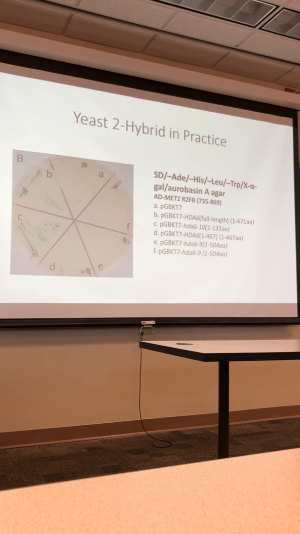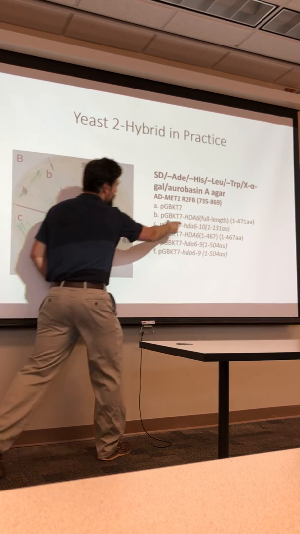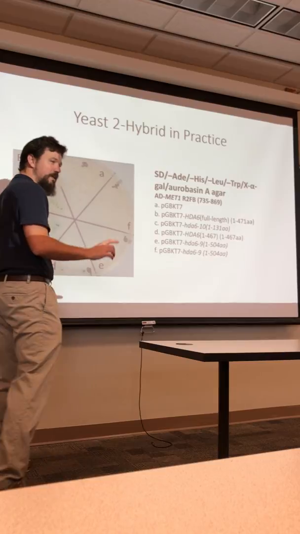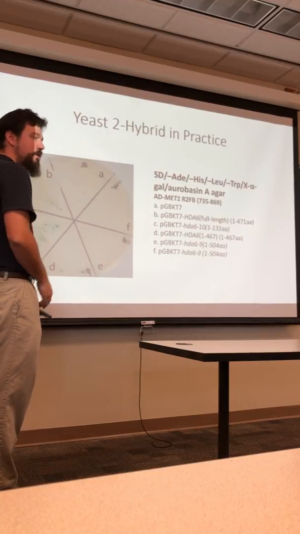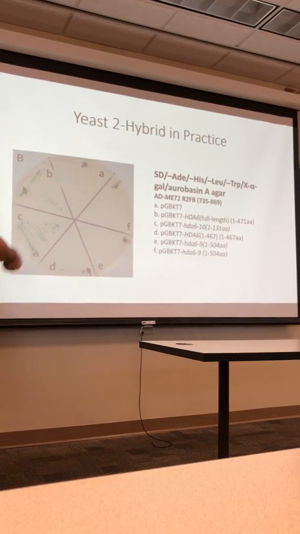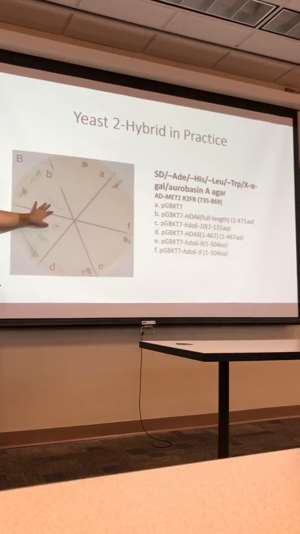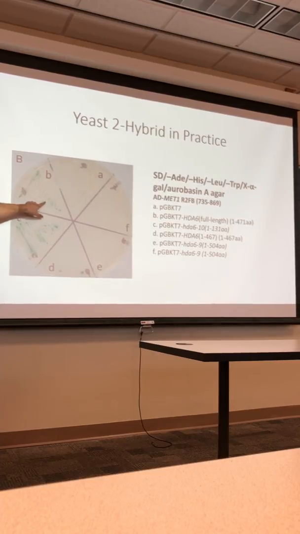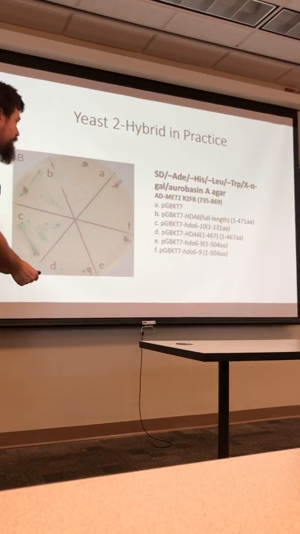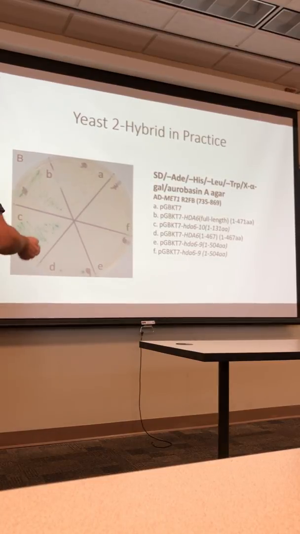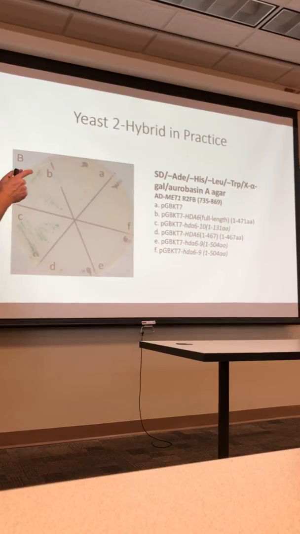Now, this is just looking at different fragments of proteins that they think interact with this GBK protein, GBKT7. If it does form an interaction, what happens? Well, you get transcription of beta-galactosidase, and you see the blue colonies. So section D is the full-length DNA strand? No, full-length protein. They're trying to decipher where the interaction occurs.